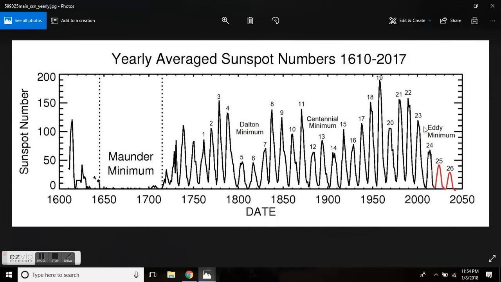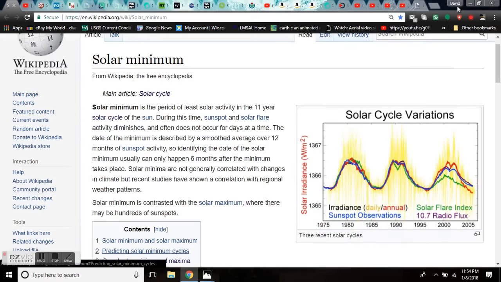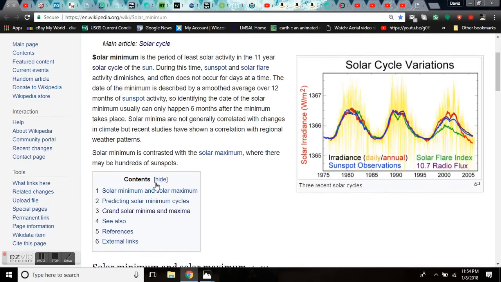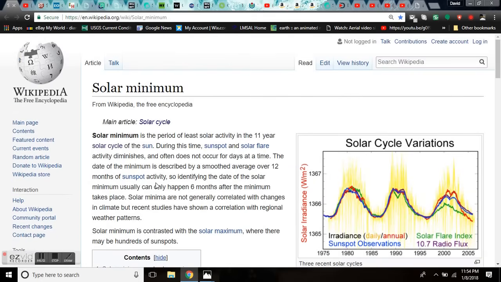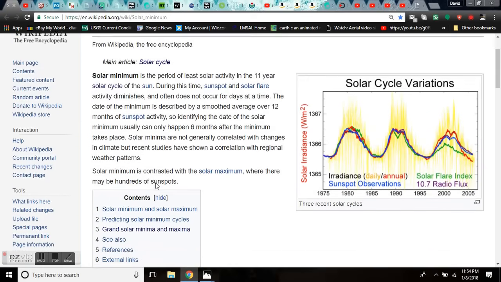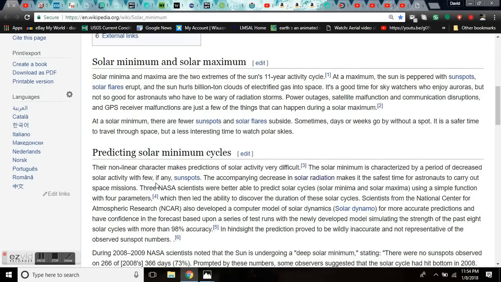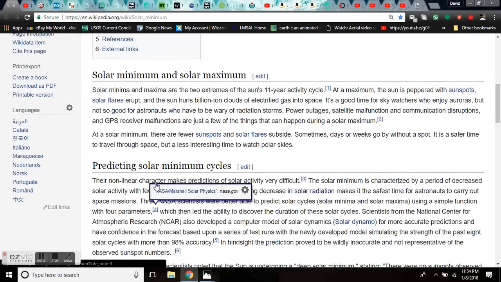The maximum grouping, solar max here, 8, 9, 10, 11, and a minimum, 12, 13, 14. Max, 17, 18, 19, global warming, 2020, global cooling, boom, quickly, where we are now.